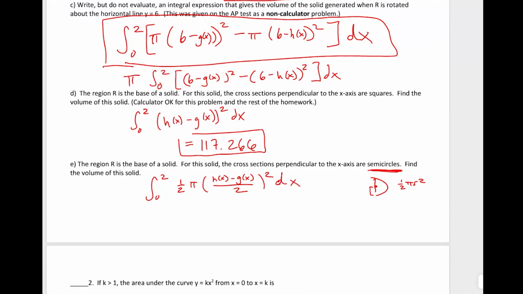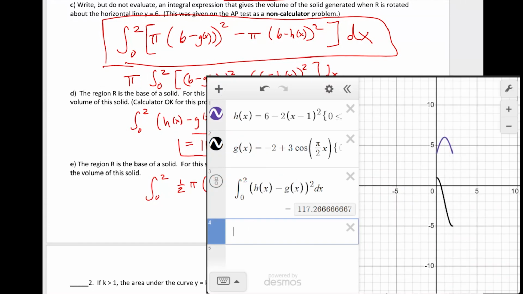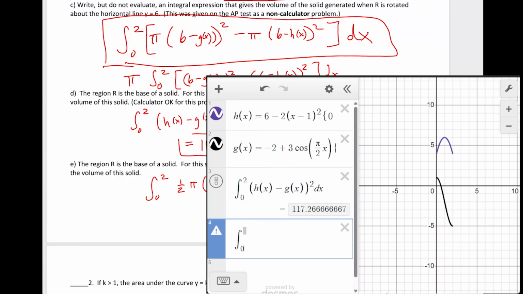Let's go ahead and type that in and see what we get here. So we got the integral from 0 to 2, half times pi times the radius, which was h minus g over 2, squared, dx, and I get 46.050.